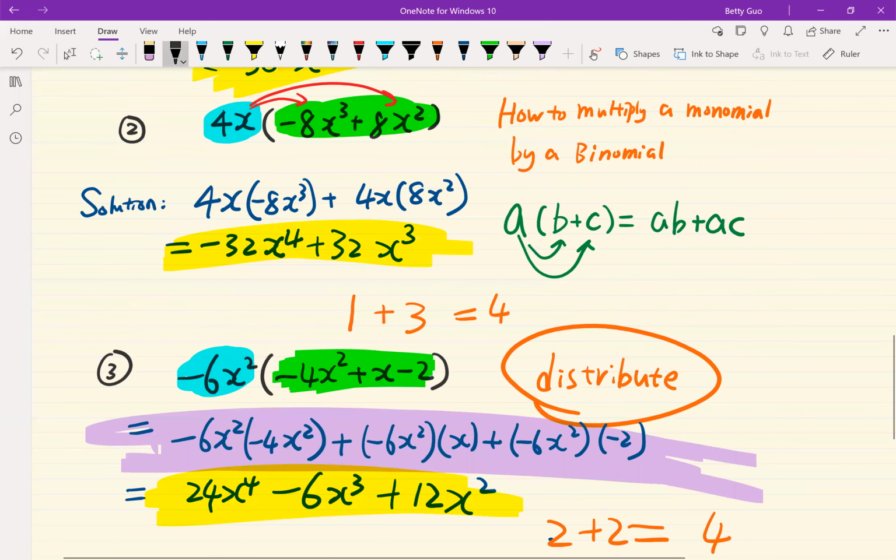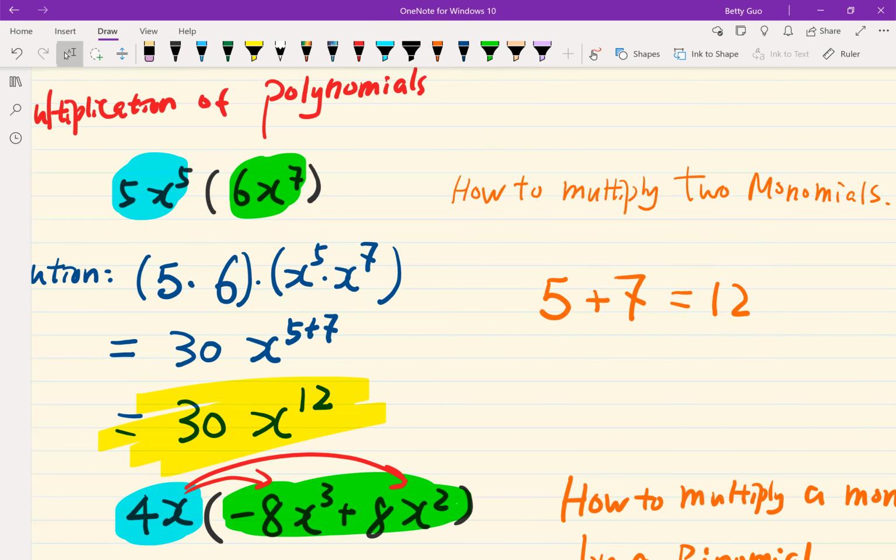You are multiplying 2 monomials, right? You are multiplying the blue by the green. We are observing their degrees. The degree of the blue is 5, right? The degree of the green is 7, right? The degree of the product is 12. So the degree of the blue plus the degree of the green gives you the degree of the product. That is a fact.